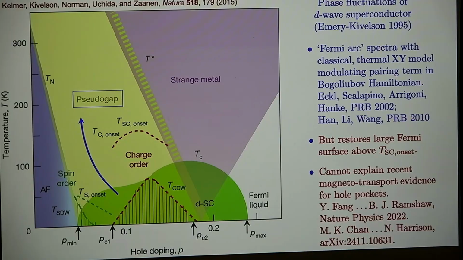But this picture has absolutely no way of explaining the magnetotransport. There are no pockets in this thing. There's only arcs and the big Fermi surface.